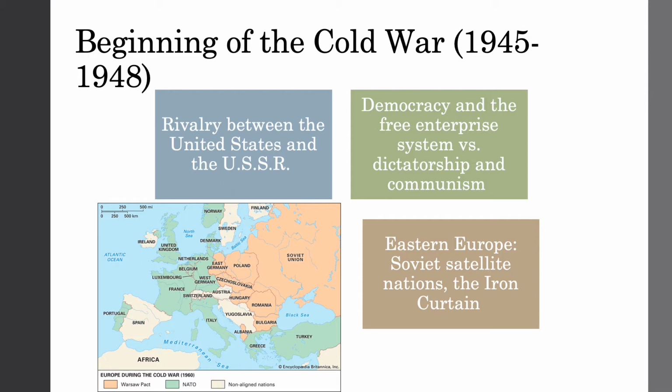If you see our picture right here in the bottom left corner of the slide, you can see Europe really gets divided between communist and capitalist democracies. The green is the allies of the United States, the capitalist societies, and then the peach color is the Soviet Union's satellite nations. Satellite nations are countries that are supposedly independent, but really are being highly influenced and controlled by the Soviet Union.